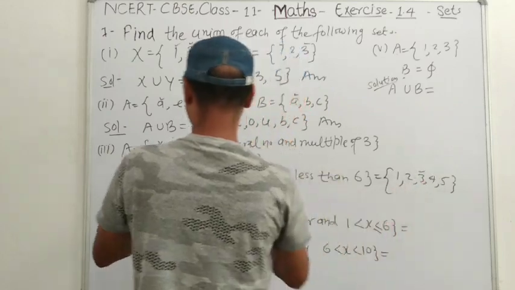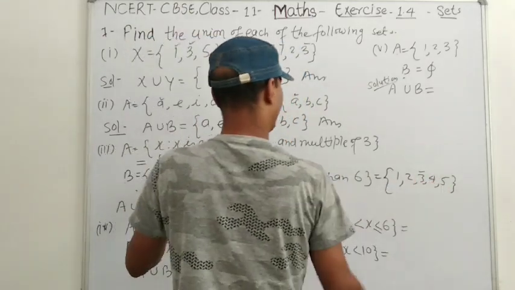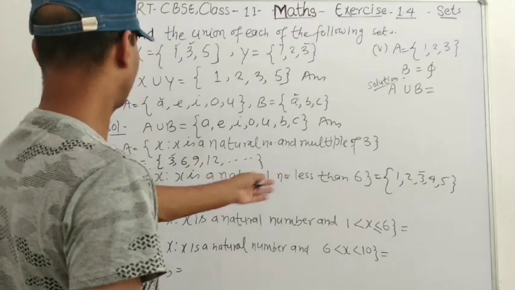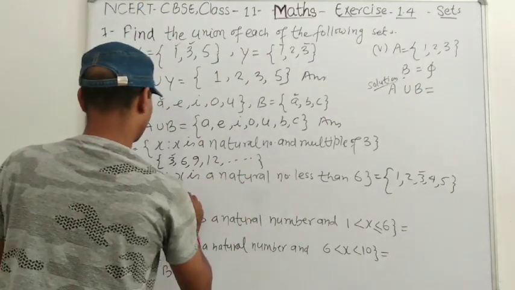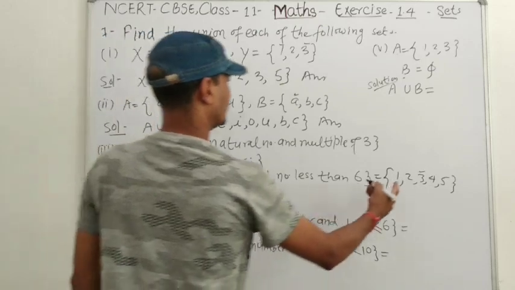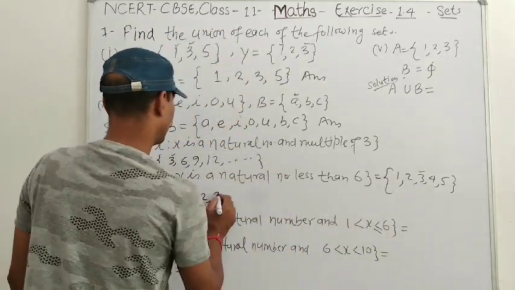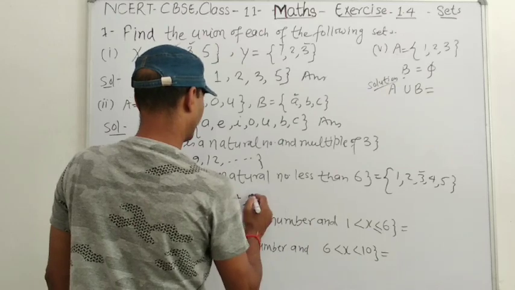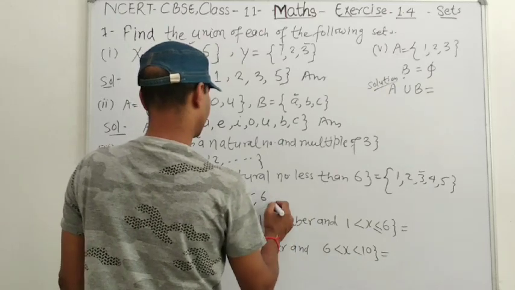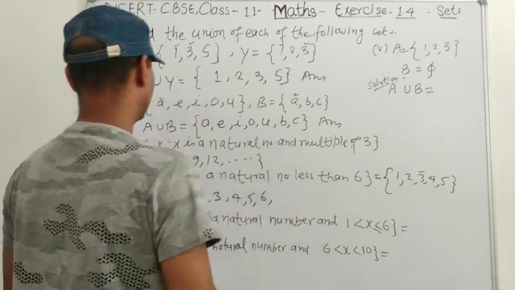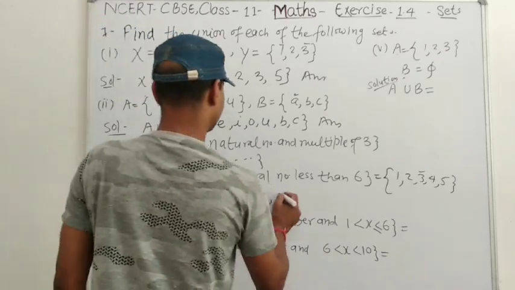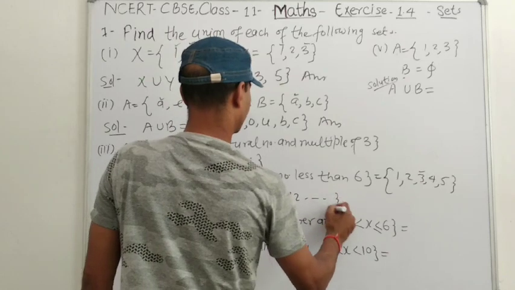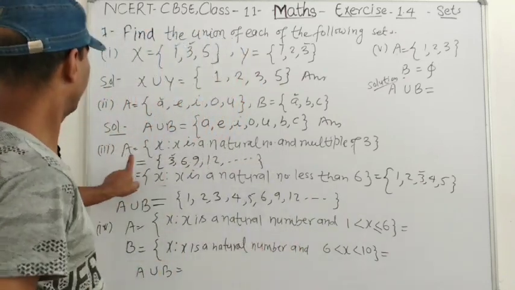Here 3 and here 3. That means all the elements of this, here 1, 2, 3 also repeating here. 4 पनि लेख्नु पर्यो, 5 पनि लेख्नु पर्यो, 6 and then 9, 12 and so on.